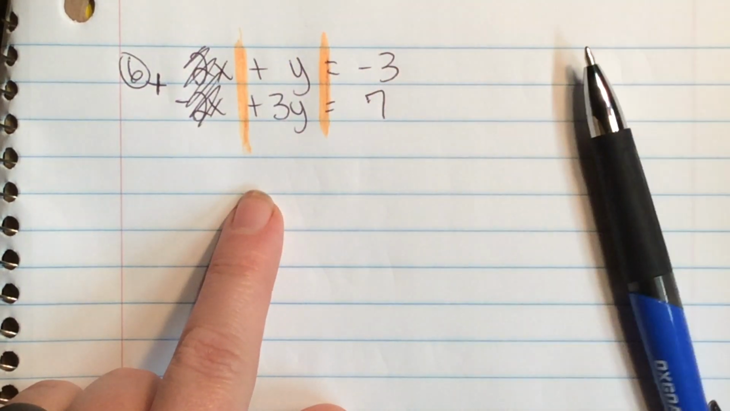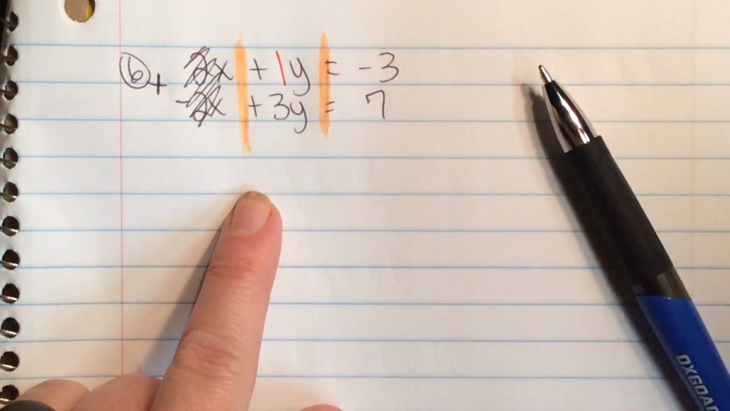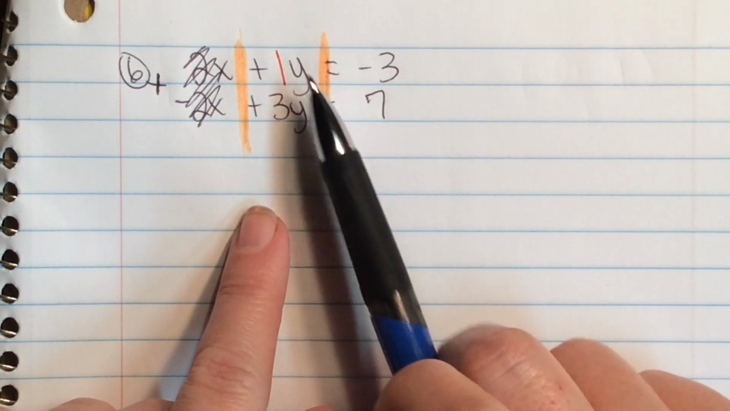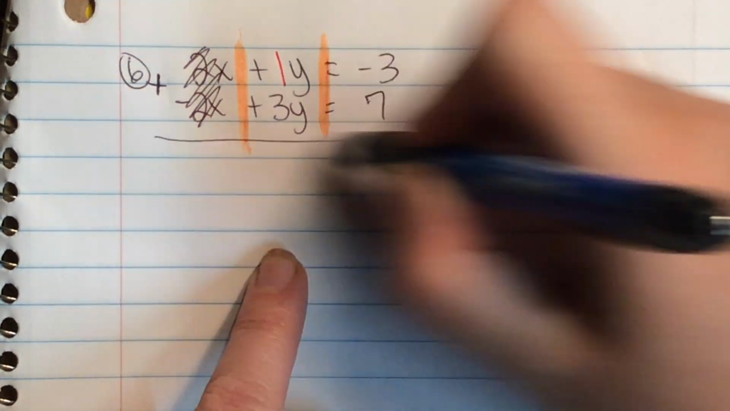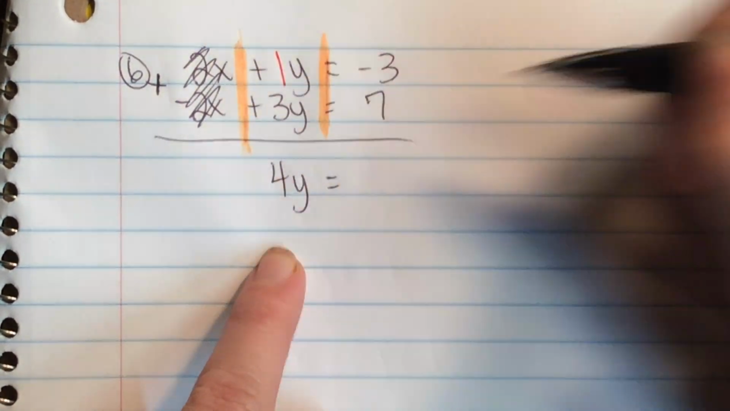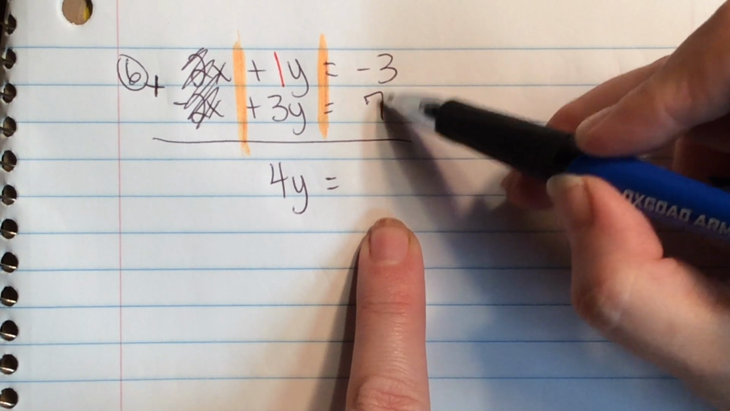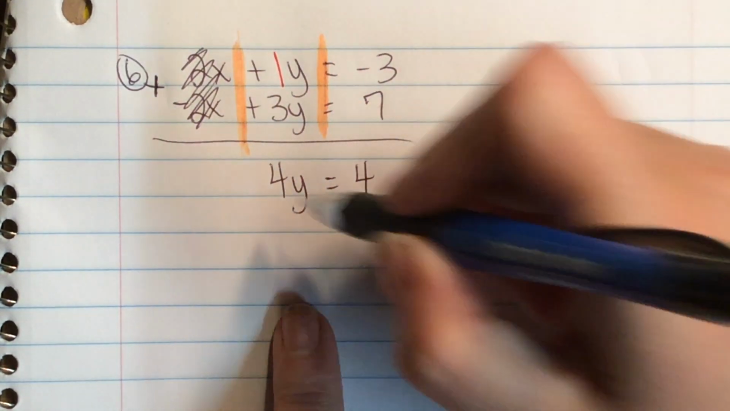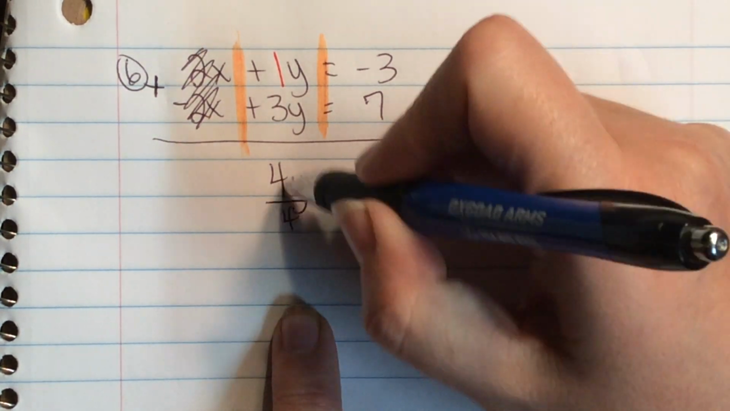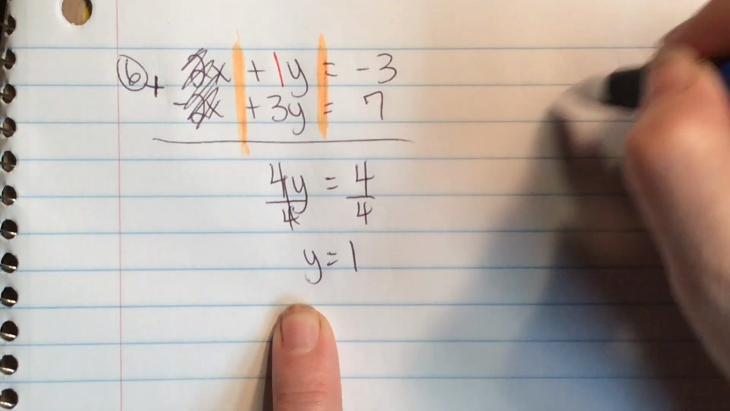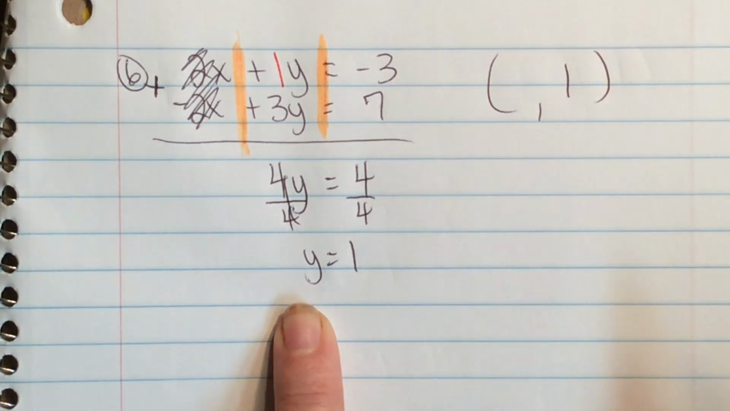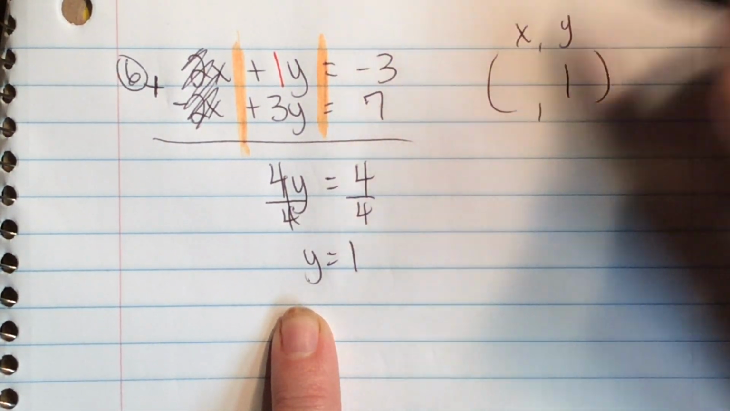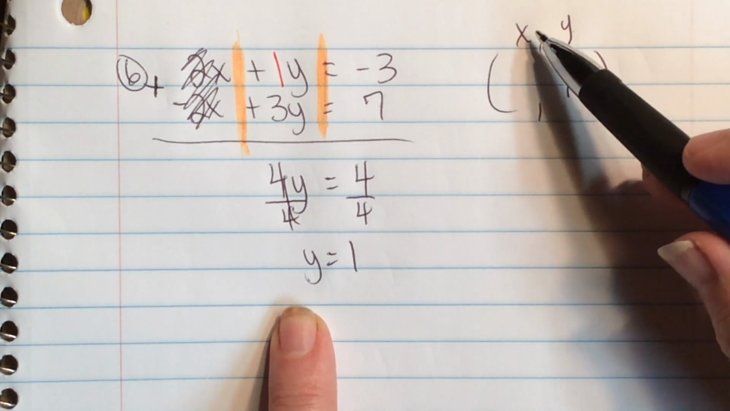Then I have a 1 here. Let's not forget to put that in. So I have a 1y plus 3 y's. Well, 1 apple plus 3 apples is 4 apples. So I got 4y. Then I have negative 3 plus 7, which is positive 4. And then I divide by 4. And I get that y equals 1. So my y is 1, and we still have to find out what x is.